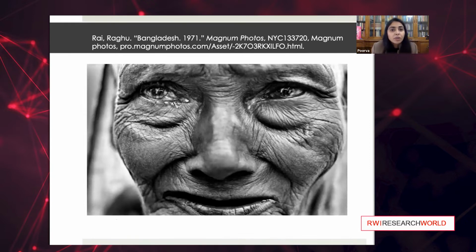This is a picture taken by Raghu Rai. This was taken during the Bangladesh famine in 1971. Now, when you look at this picture, you can go into the technical details, how there is no negative space. There are these lines, the wrinkles on the face of this woman. You can congratulate the genius of the photographer that he captured it right when the tears are about to fall from her eyes. So you can just see the pathos that this photograph creates.